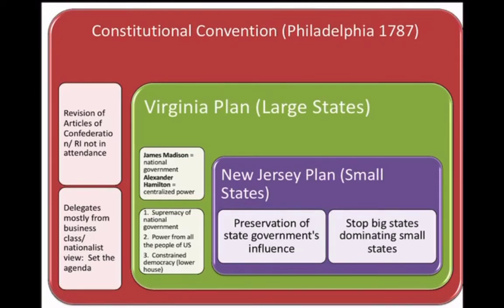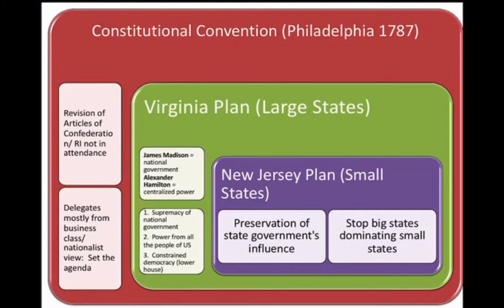Now, part of the Virginia plan is that the supremacy of the national government is first, and then that the power from all of the people in the United States is what gives this government any legitimacy. Now, it did constrain democracy in the lower house as well. But this is where the compromise comes in.